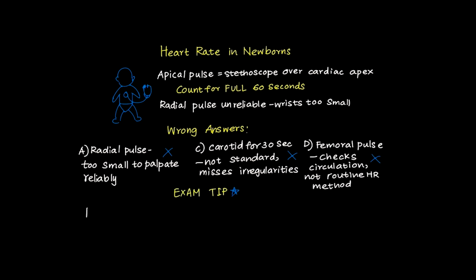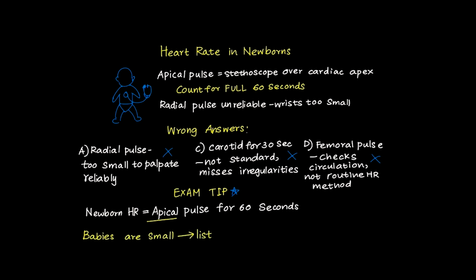Infant heart rate equals apical pulse for 60 seconds. Anytime a question says newborn or infant and asks about heart rate method, the answer is apical auscultation for a full minute. Quick recall hook. Babies are small, so listen to the heart directly. Apical for a full minute. That's the baby rule.